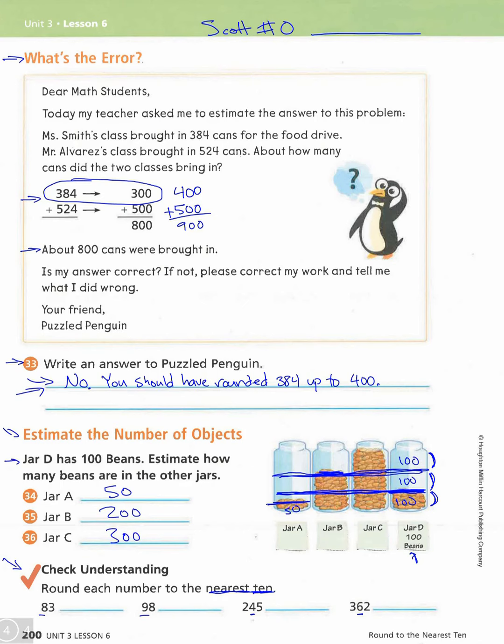And then the last one down here, the check for understanding. Round each number to the nearest 10. So 83 becomes 80. 98 becomes 100. 245 becomes 250. And 362 is just 360. All right, so that was a lot of work. Good job, you guys. Make sure you have all those fixes, all those changes down, and good job.